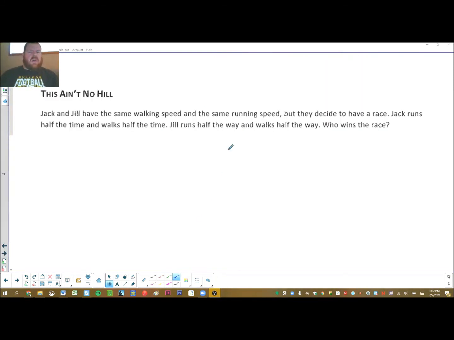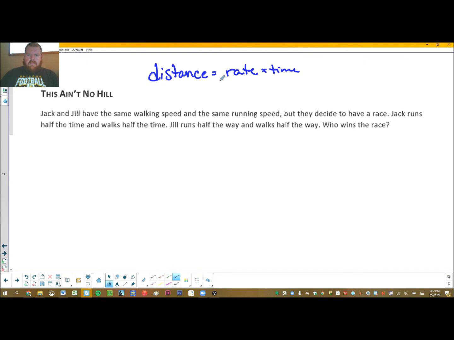Okay, the last one we're going to talk about is the task that says This Ain't No Hill. Talking about Jack and Jill going for a run, having a little race, but they have the same walking speed and the same running speed. This is all kind of coming down to the idea that distance equals rate times time. Pretty common equation in physics or whatever. Just in life. If you want to get somewhere faster, then go fast. If you want to get somewhere in less time, then go faster.